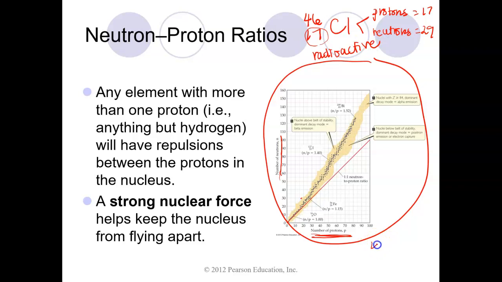Let's do 40, 20, calcium. So 20 protons, 20 neutrons. 20 protons right here, 20 neutrons right there. That's there-ish. Not quite, but close enough. It's definitely inside that yellow fuzzy line. So this is stable, which means it is not radioactive.